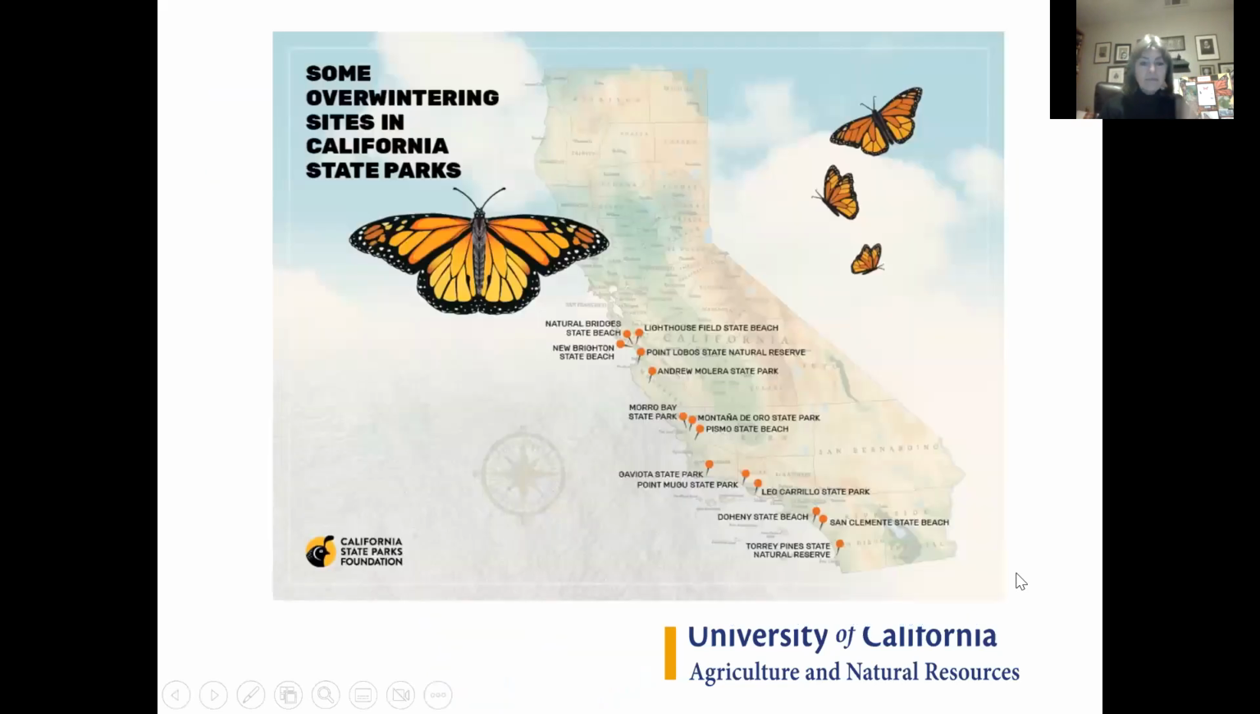Here are some names of some of the sites in California, some of our state parks that maybe you would like to go to and get a glimpse of them. Natural Bridges, New Brighton Beach, Point Lobos, Morro Bay. The Pismo State Beach is the one I just recently went to, and it's one of the larger ones. All the way down to San Diego, we have all these sites. So you see it's Southern California because it's warmer there.